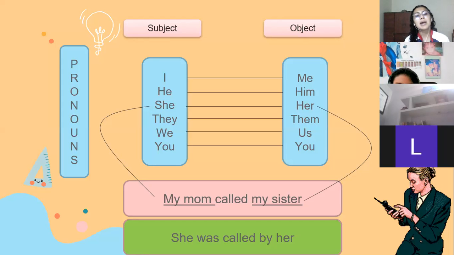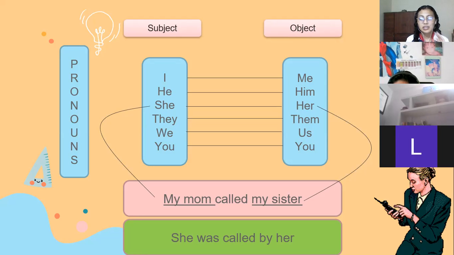Look at this sentence. My mom called my sister. Una frase en voz activa, ¿cierto? Ahora la vamos a pasar a pasiva. She was called by her. Díganme, ¿qué cambió en esa frase? Cambiaron my mom por she y my sister por her y pusieron by. Excelente, Sofía, excelente. Muy bien. Sí, también podría ella escribir my mom was called by her.